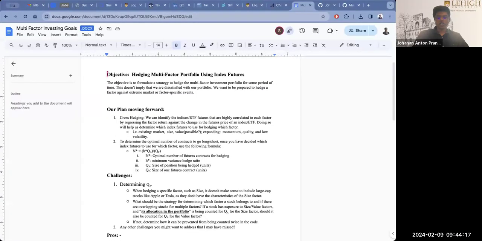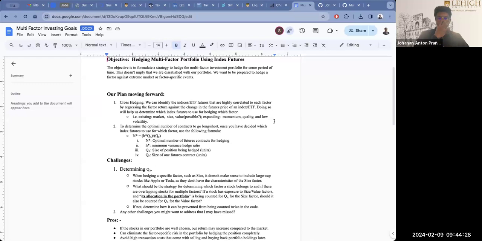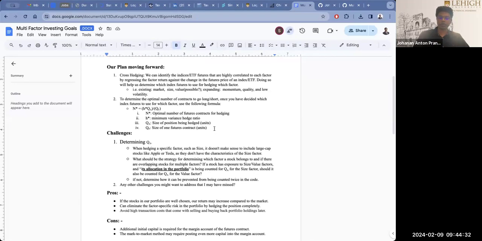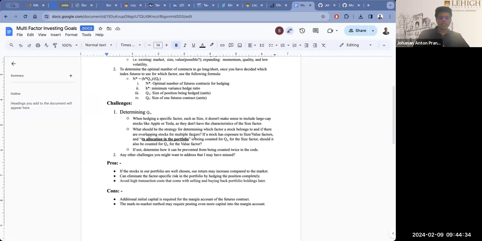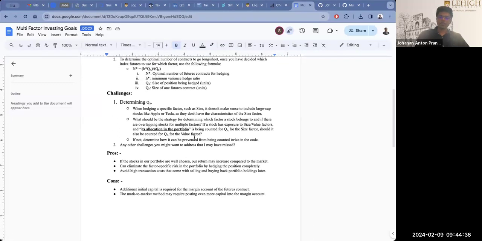Yeah, this is what we wrote. We wrote the objective and our plan moving forward, which is, one, to do the cross hedging and determination of the number of future contracts we need to purchase in order to hedge for our portfolio. And so far, we have actually made good progress.